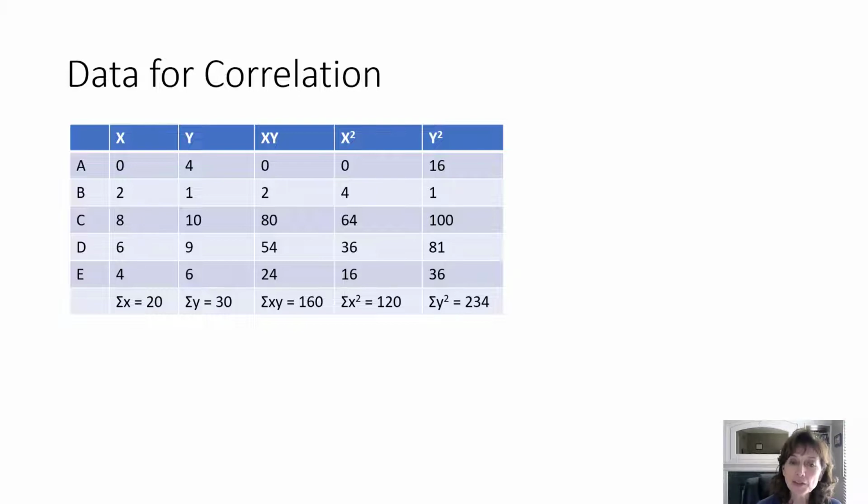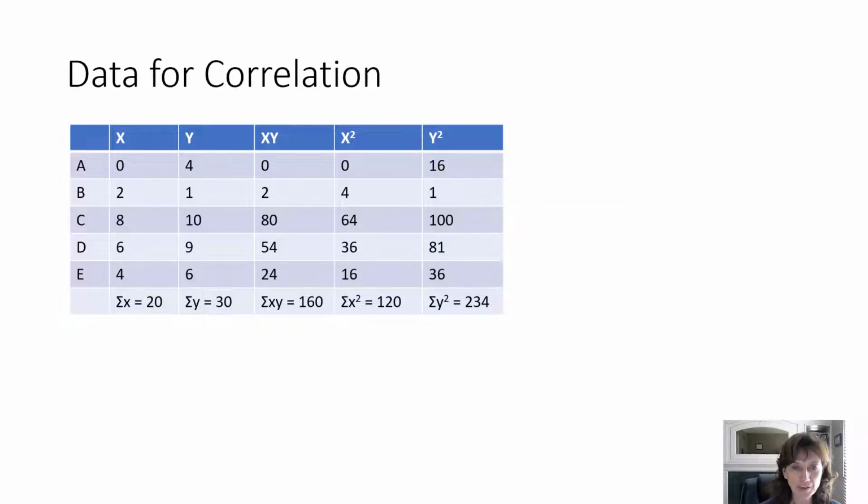So I can also do a sigma of that column. It just means I'm going to take all of those XY products and sum them up. So 0 plus 2 plus 80 plus 54 plus 24 will give me 160. That's my sigma XY. Then finally, the last thing in here, and this should probably be familiar to you also, is we can take all of our X scores and square them. That's to calculate sum of squares later.